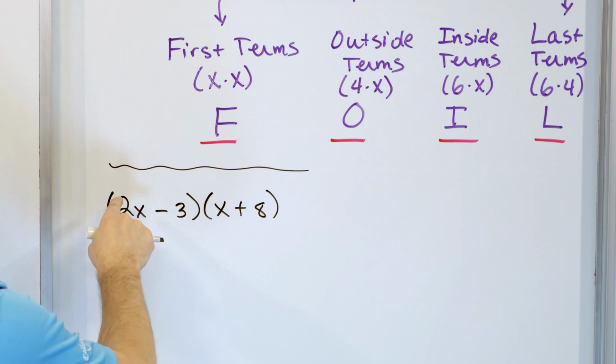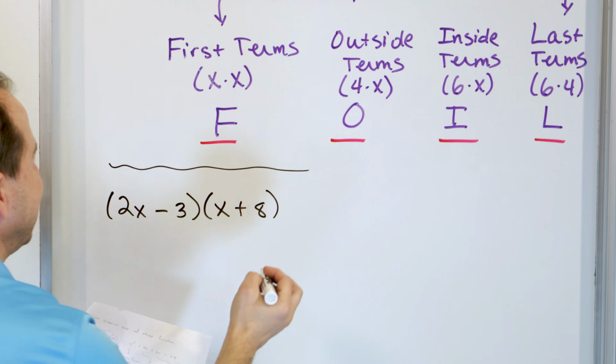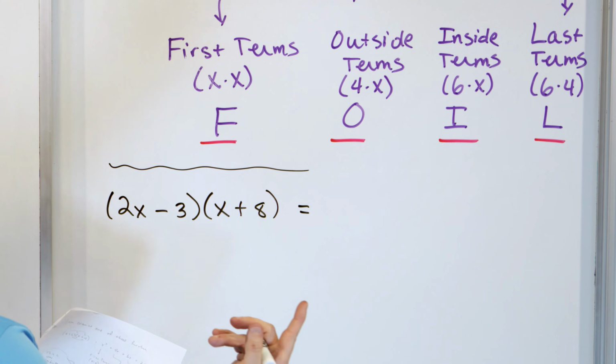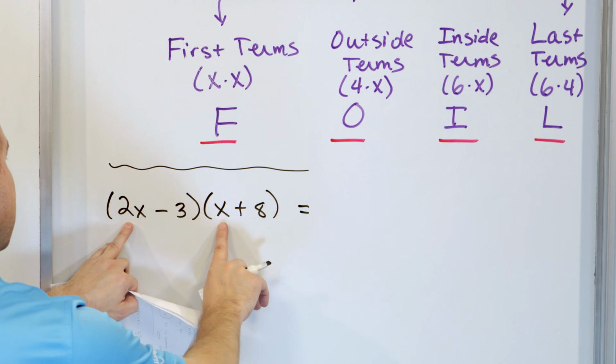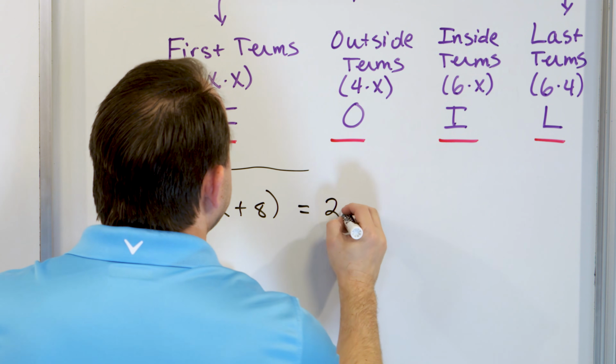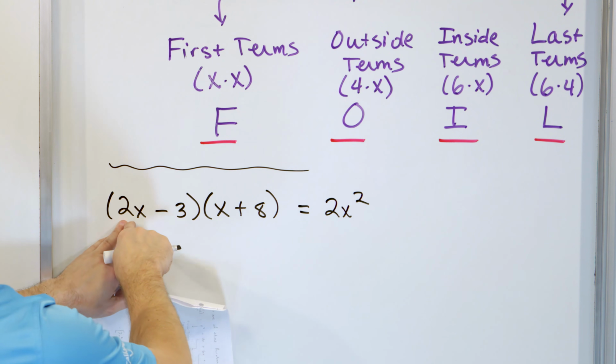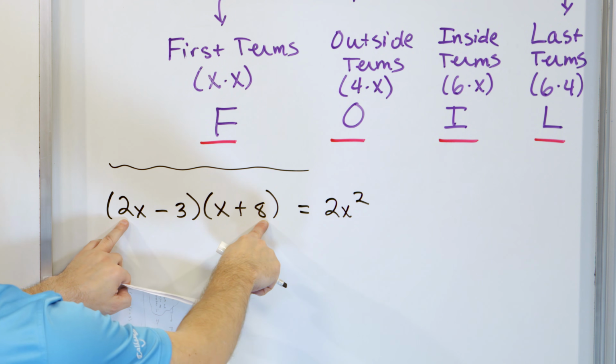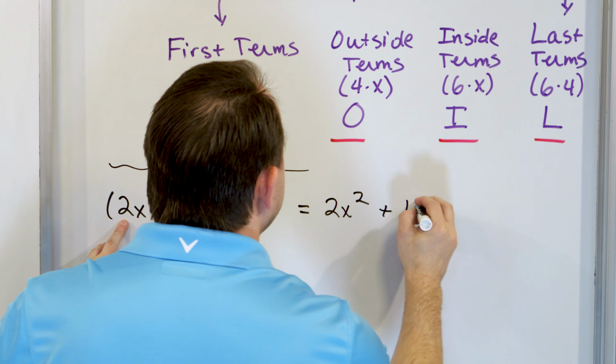All right, so I've been teaching you just to distribute things in, and that's fine. It's exactly what we've been doing, but you could also just think of the FOIL method. Here's the first terms, 2x times x, that's 2x squared. The outer terms will be, this is an outer and this is an outer. 2 times 8 is 16, so you get 16x.